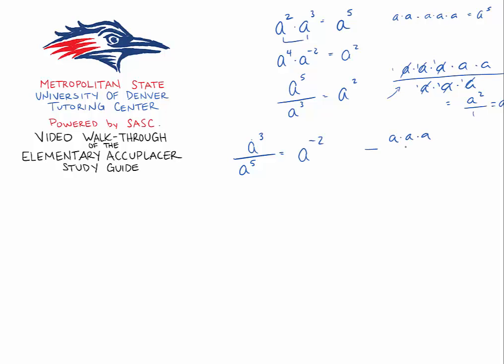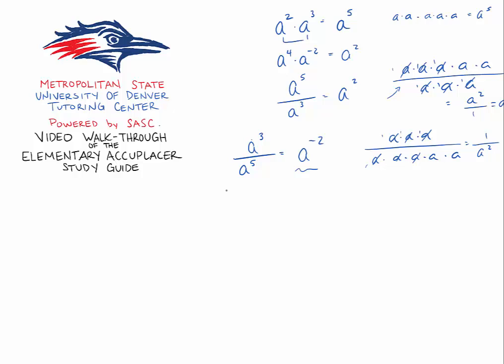And yet, if I write it out like I did up here, then on top I have a times a times a, and on the bottom I have 5 a's. When I cancel those out and they become 1s, what I'm left with is, on the top I have 1 times 1, so 1, and on the bottom I have 1 times a times a, so a squared, right? And so in this way I get 1 over a squared, and in this way I get a to negative 2. What I want to go over is that those are two different notations for the same thing. Those are equal to each other, right?